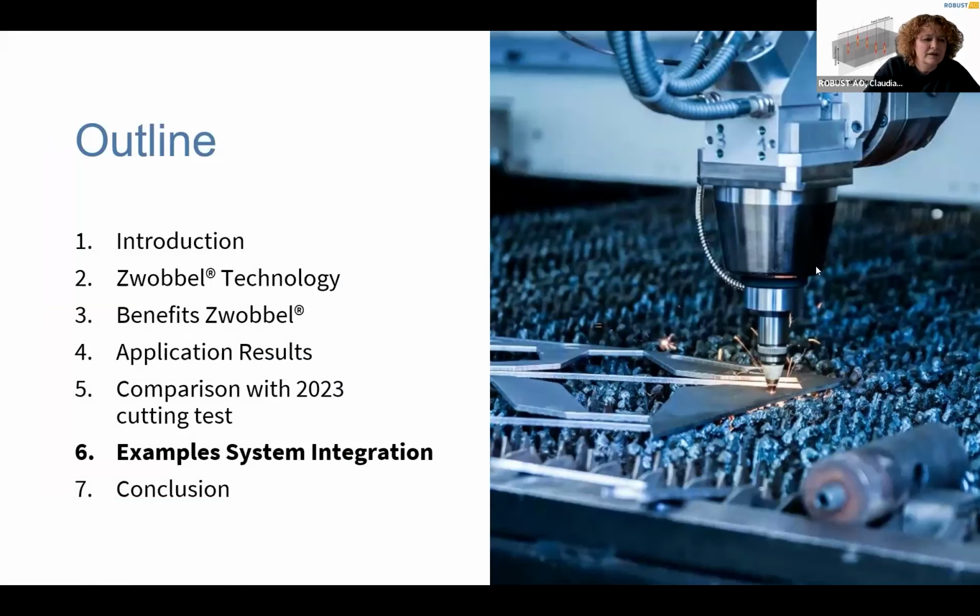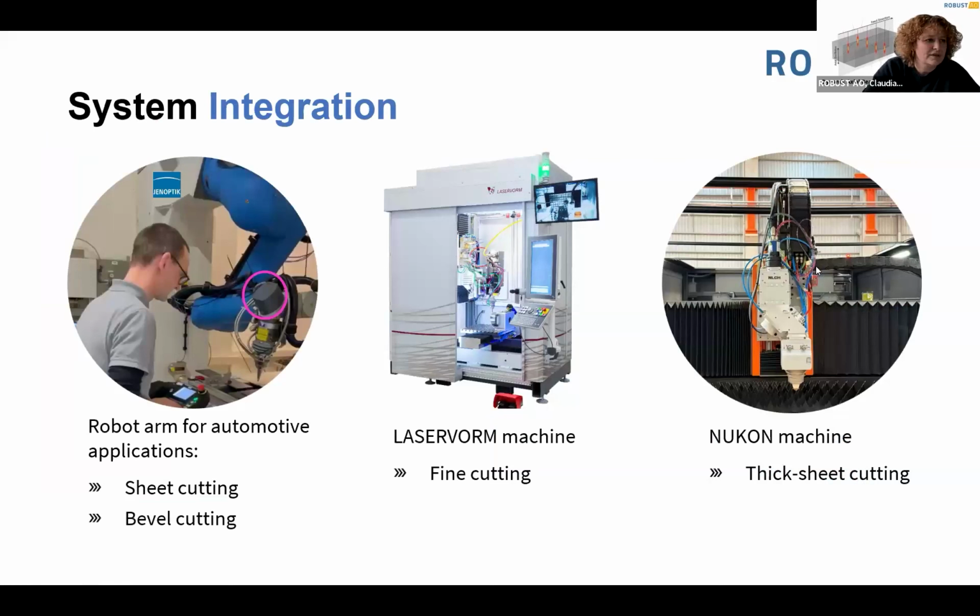And finally, I would like to show you some results for the systems integration. So we made the integration into robot arms. If you have just low power, which is accessible by robot arms, if you have the beam inside the robot, it's available in a laser form machine for fine cutting. And it has also been tested in a Nukon machine for 6-sheet cutting up to 20 kilowatt.